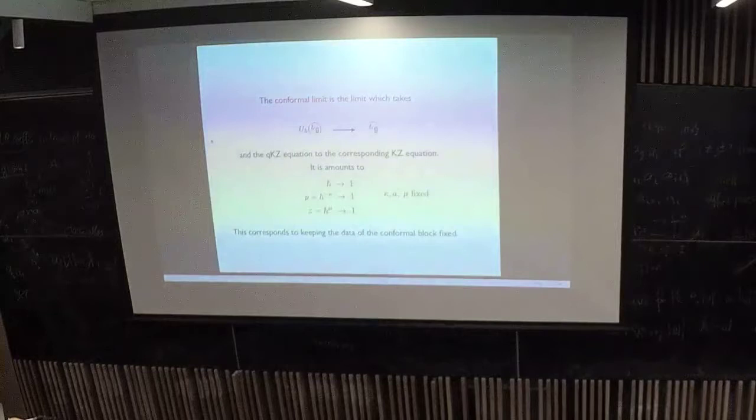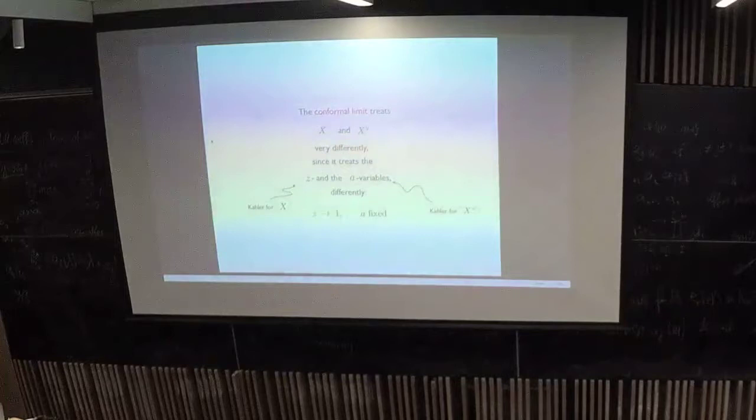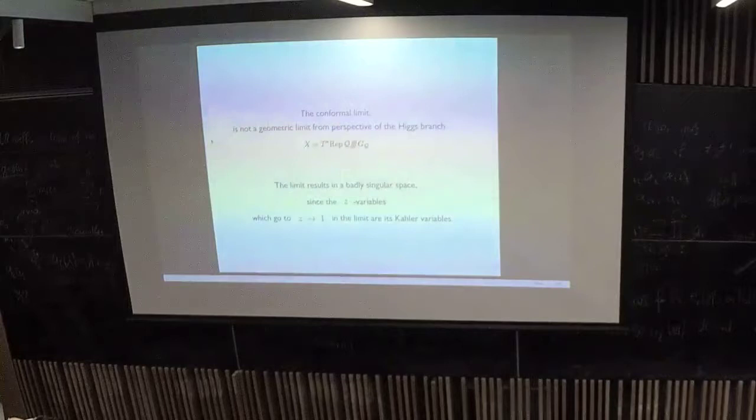Now, by its nature, because it takes Z variables to 1, keeping positions of vertex operators, the A variables, fixed, the limit treats X and X check differently. So the Z variables are Kähler variables for X. So actually, let's start with this end. The limit is not geometric from the perspective of X, because it takes Z to 1, and Z are Kähler variables of X. So that means that the Nakajima quiver variety has no information about conformal blocks of the affine Lie algebra.